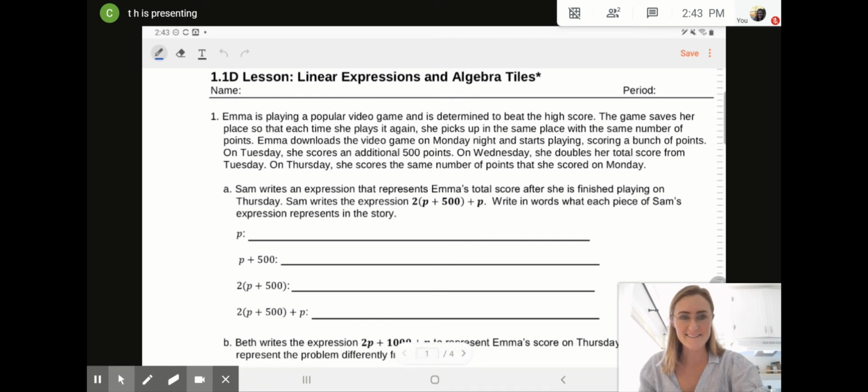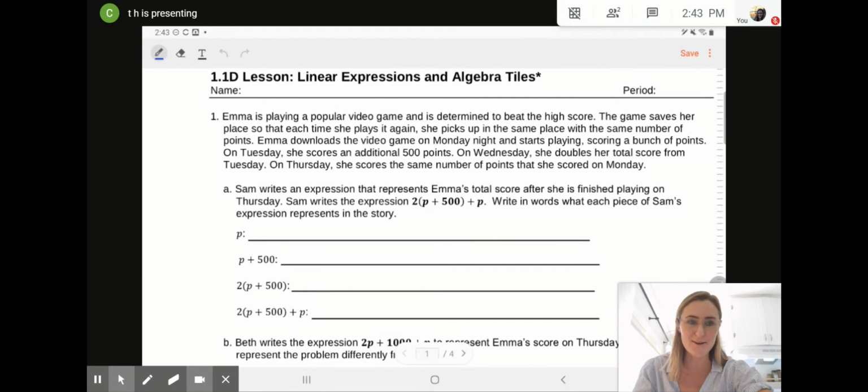All right, guys, this is take 2 of recording this video. Let's hope it uploads this time. We are going to do 1.1D lesson on linear expressions in algebra tiles. We are not going to use algebra tiles today, though.